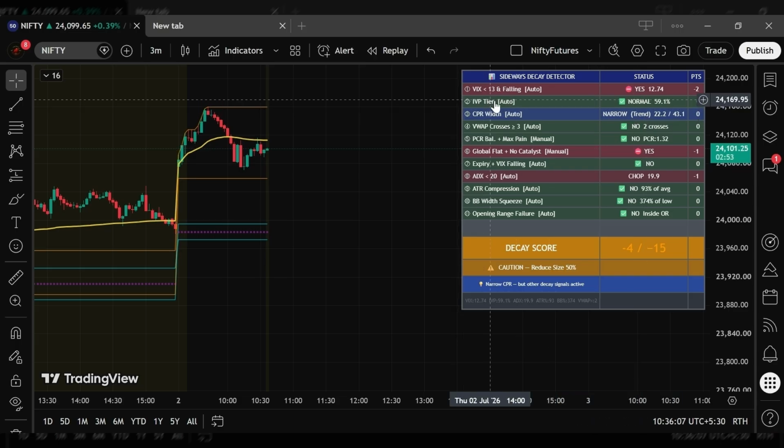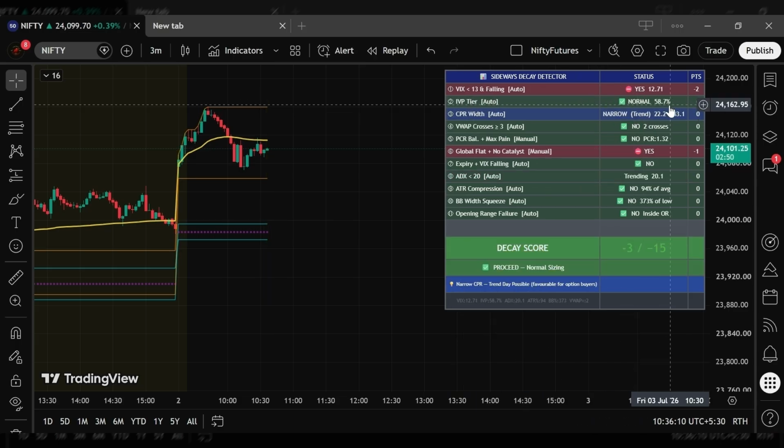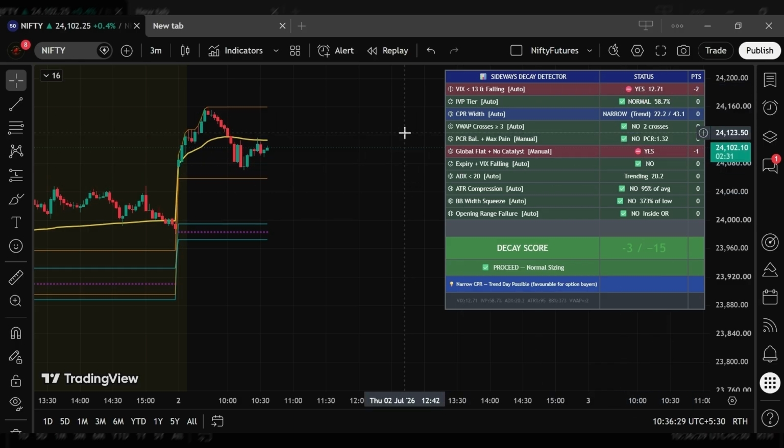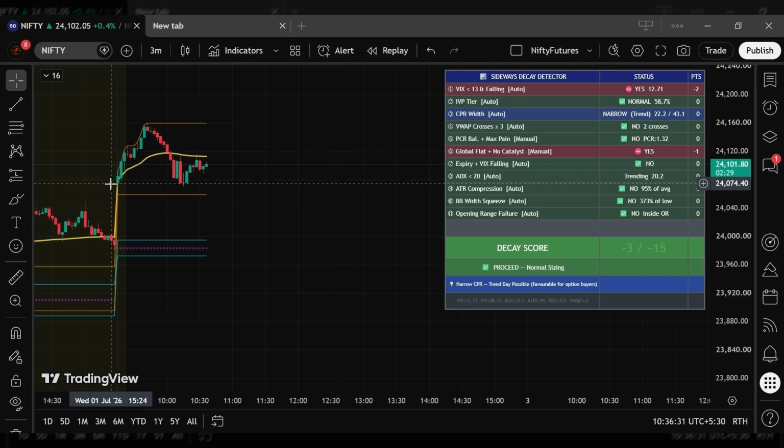And then we look at the IVP tile. It is below 60, which is kind of normal. It is okay, but the VIX is less than 30 and it has been falling. VIX is around 12.72, which is not ideal for option buying until the VIX goes above 30, so you have to be slightly cautious. But the thing we need to watch out for is where the market is likely to go.